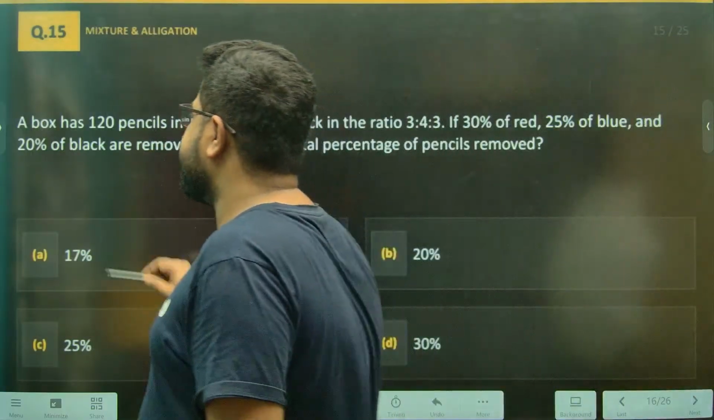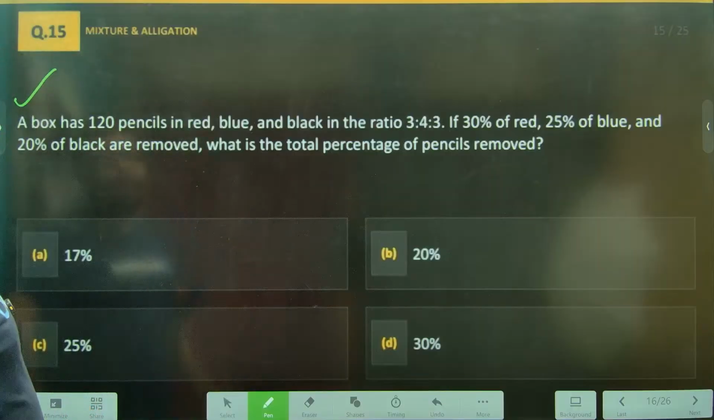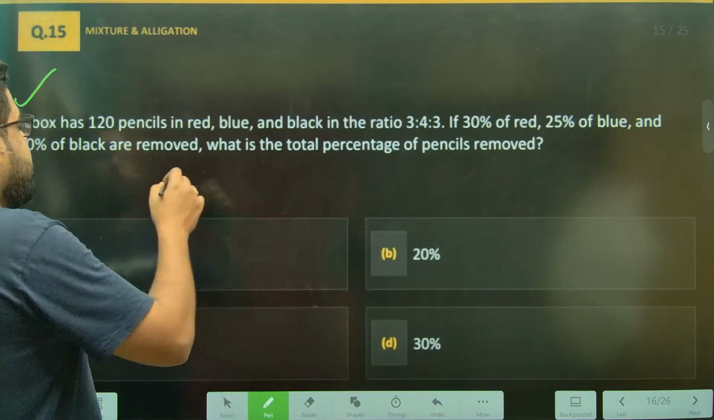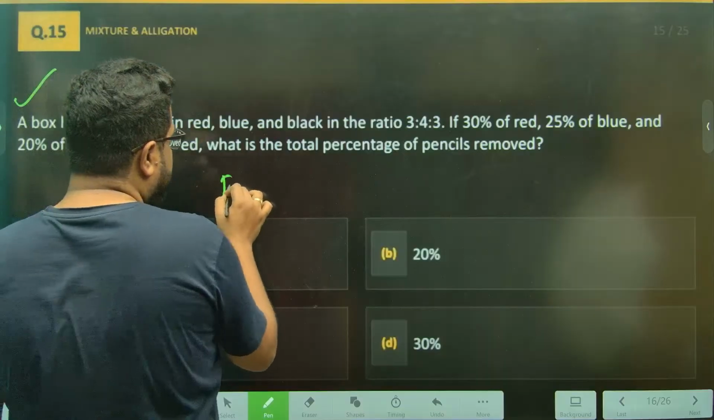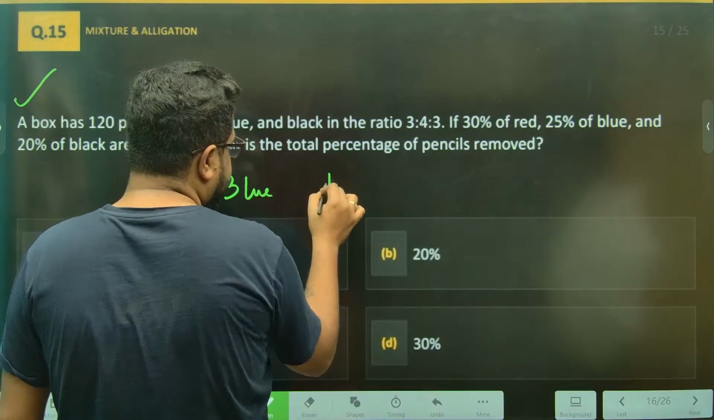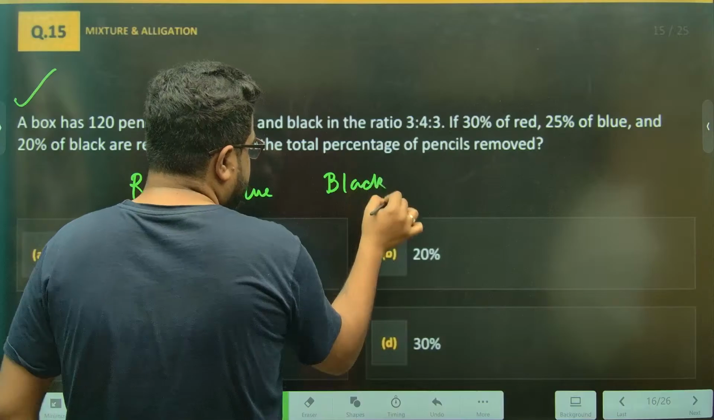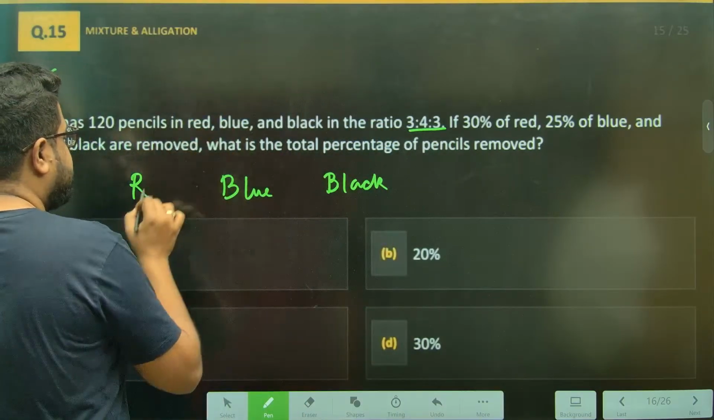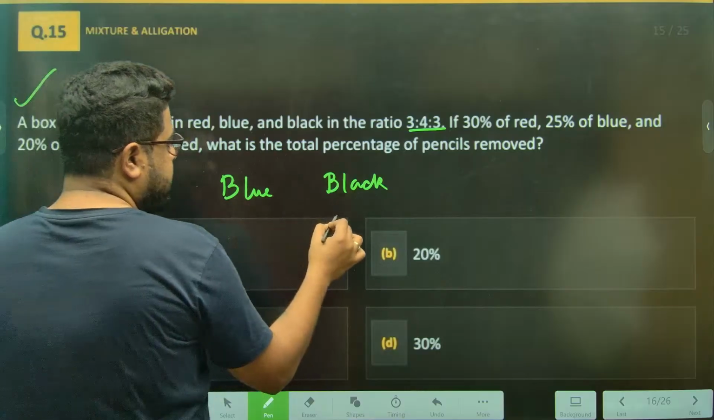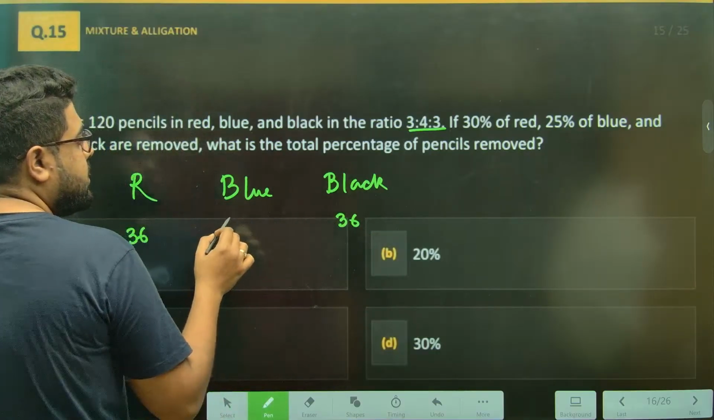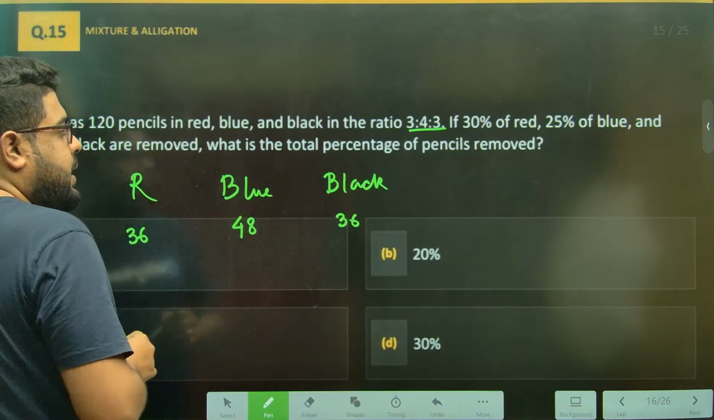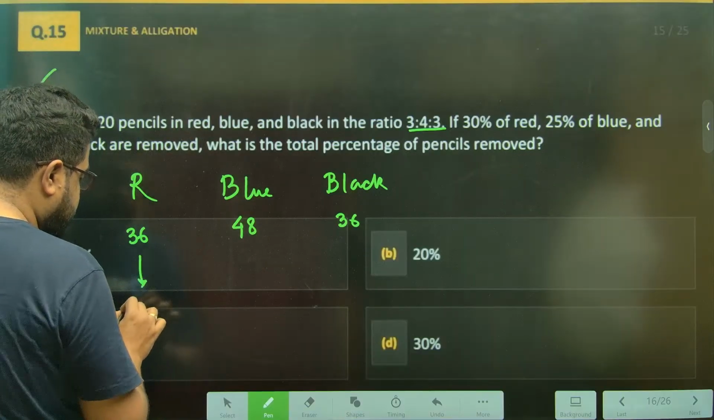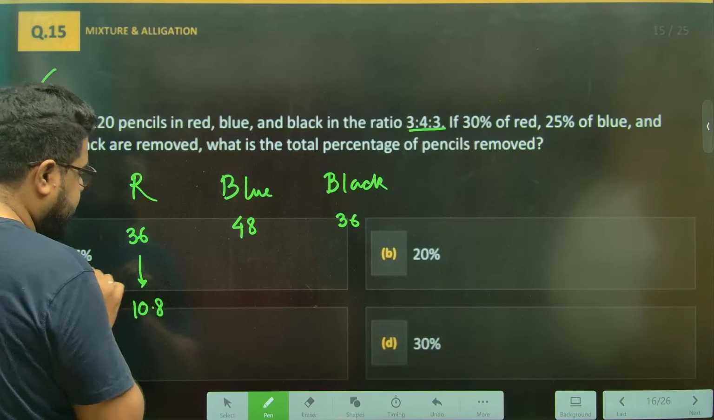Next one, please, sir. A box has 120 pencils in red, blue and black, ratio given. 30% of this, achha sir. How many pencils? Red, blue, and black. So 3, 4, 3. Total, sir, 10 parts. 10 parts is 120, 1 part is 12. So 3 parts is 36. This is 36. So this is 48. Correct? Total 120 pencils. 30% of the red. So 30% of red meaning 10.8.